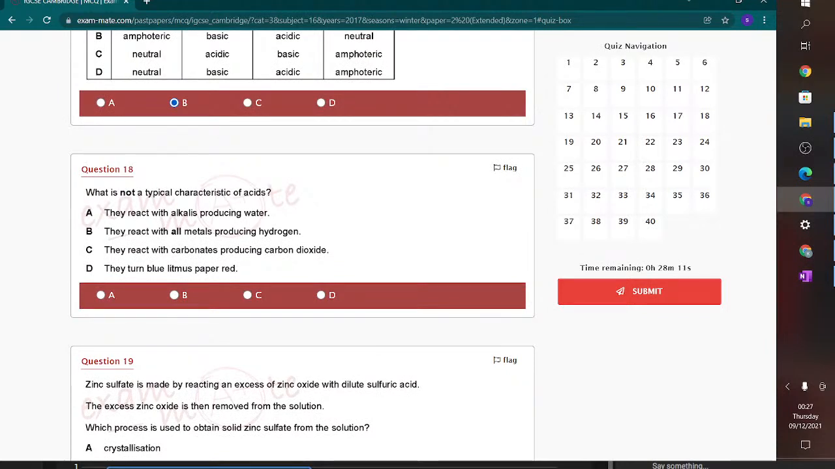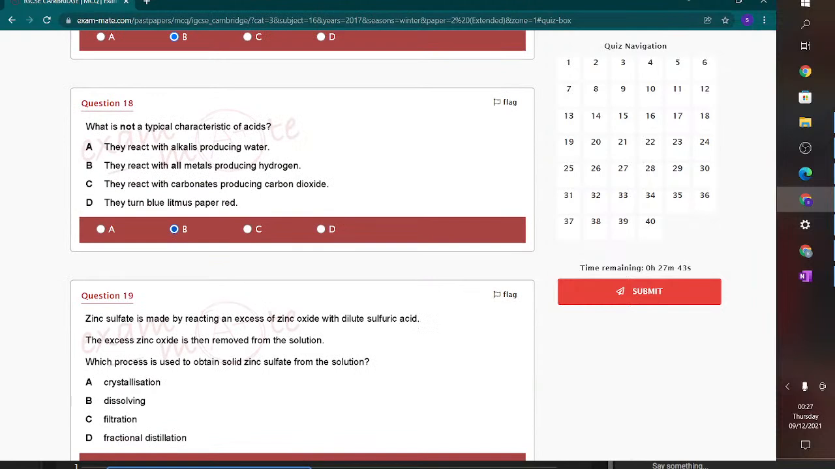What is not a typical characteristic of acids? Okay, they react with alkalis producing water. That's true. They react with all metals producing hydrogen. Okay, dilute hydrochloric acid does not react with copper. And they turn blue litmus paper red. That's true. They react with carbonates, producing carbon dioxide. Yeah, that's true. So the answer is B, because copper cannot react with hydrochloric acid because it is below hydrogen in the reactivity series.